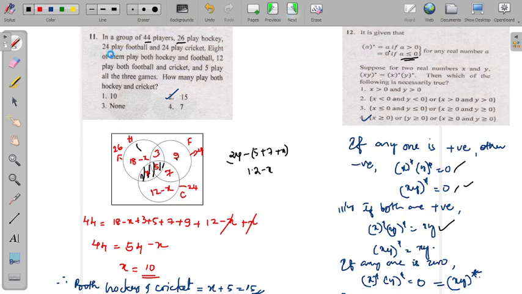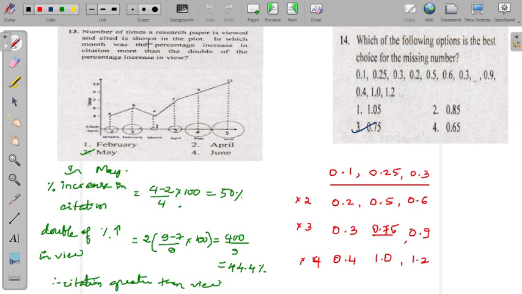13th question, another question. Let us see the 13th question. The number of times a research paper is viewed and cited is shown in the plot. In which month was the percentage increase in citation more than double the percentage increase in views? Just go through this graph. So I will calculate for May. You can look into the other months also.